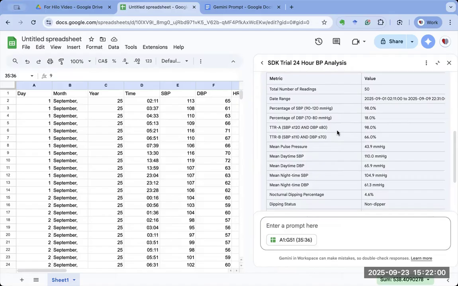Now, time in target range is something that we are going to see more and more data about. So in the Hilo device, they had done one trial which included more than 80% men and didn't include enough women, where they looked at 5,000 of their users who provided the data. And based on that, they looked at time in target range as 1 week with at least 6 readings a day and 7 consecutive days.